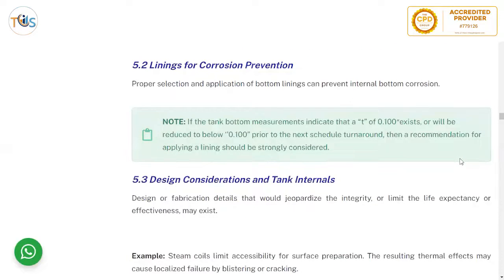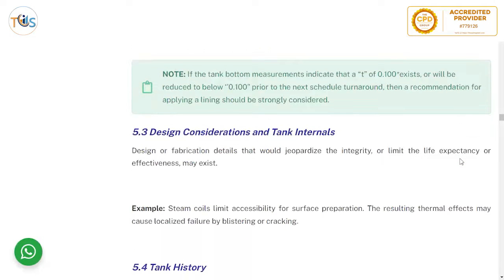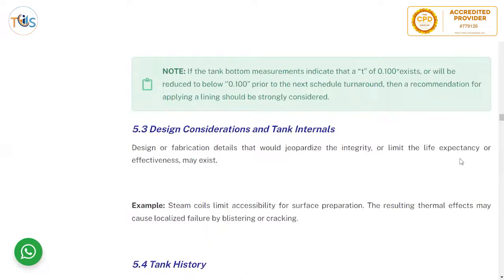Lining for corrosion prevention. Proper selection and application of bottom linings can prevent internal bottom corrosion. If the tank bottom requirements indicate that a thickness T of 0.1 inch exists, or it will be reduced to below 0.1 inch prior to the next scheduled turnaround, then the recommendation for applying a lining should be strongly considered. Design considerations and tank internals.